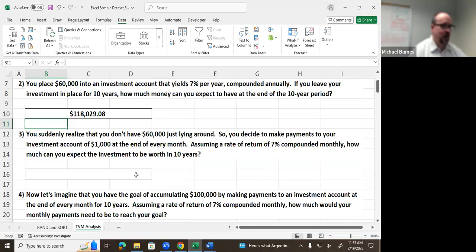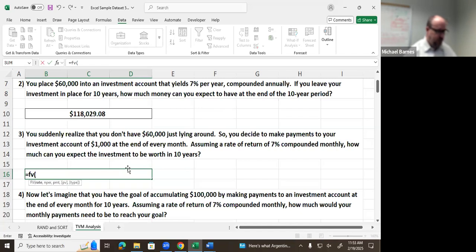So $1,000 at the end of each month, earning a rate of return of 7% compounded monthly. How much can you expect the investment to be worth in 10 years? All right, so we're going to do a monthly payment calculation. In this situation, we're still going to do future value, but this is going to be based on payments. So here we go: equals FV.